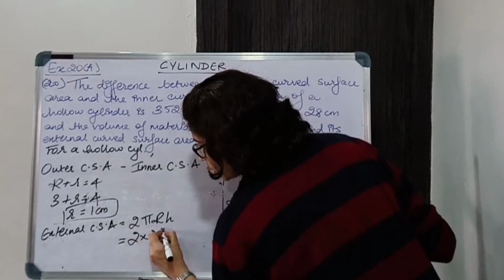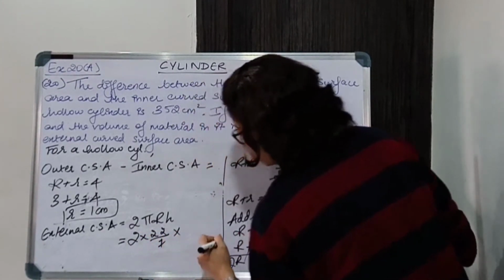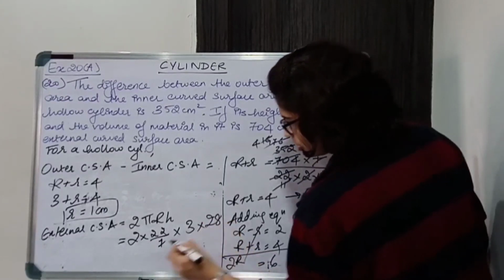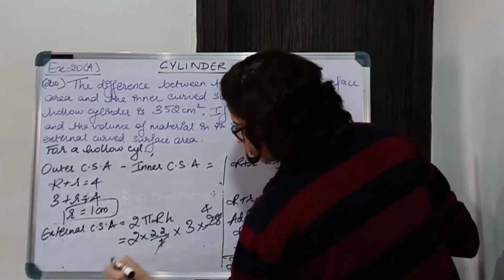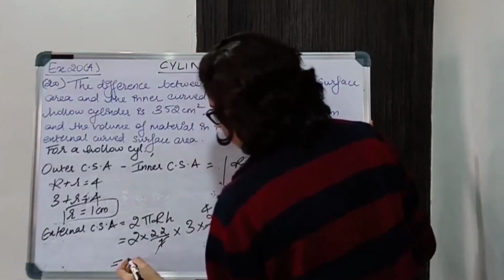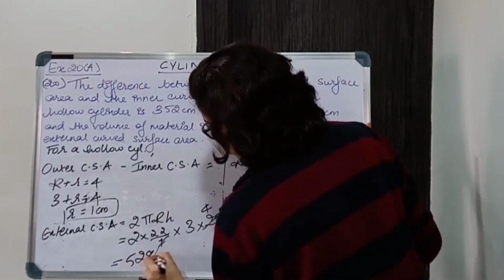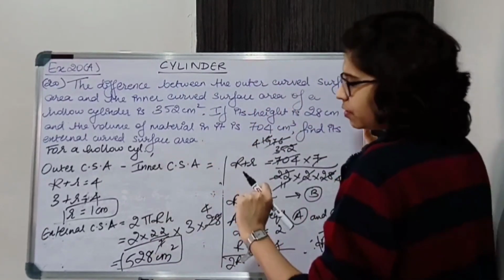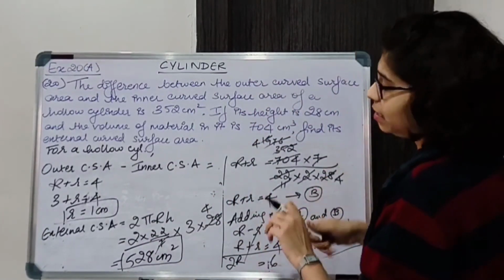So 2 into 22 upon 7 into capital R is 3 into h is 28. 7 4s are 28. We multiply these. This will give 528 centimeter square. So the external curved surface area is 528 centimeter square.